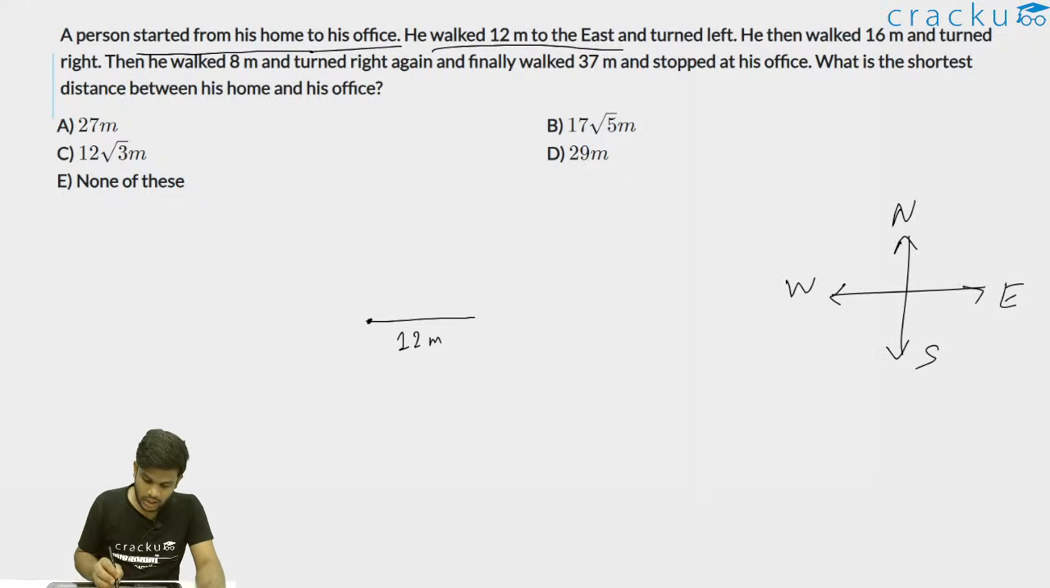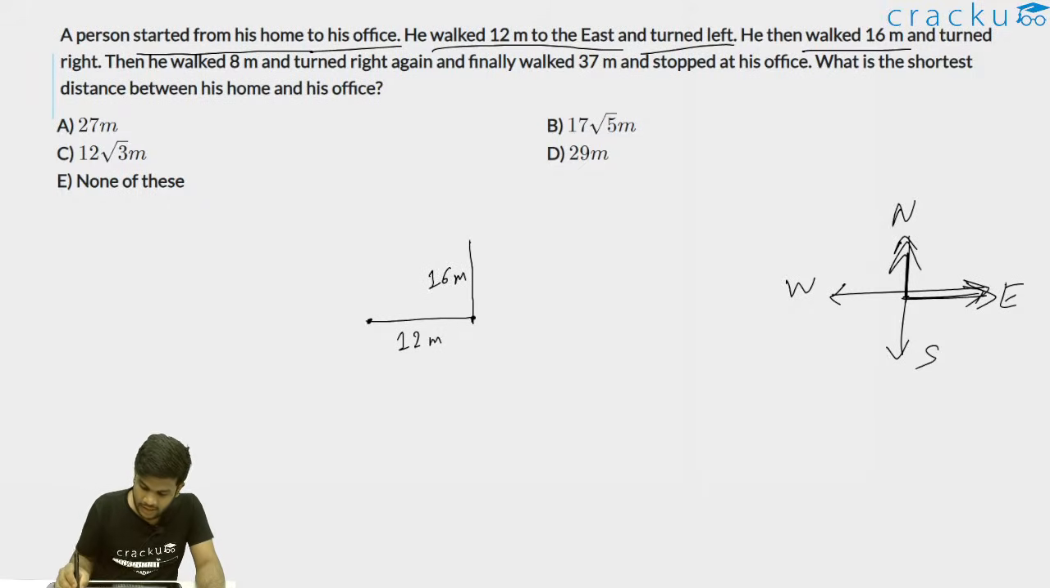Now he is facing to the east, and he then turned left. When you are facing east, your left is on the north side. So he now turned to the north, and he then walked 16 meters. So he walked 16 meters to the north.